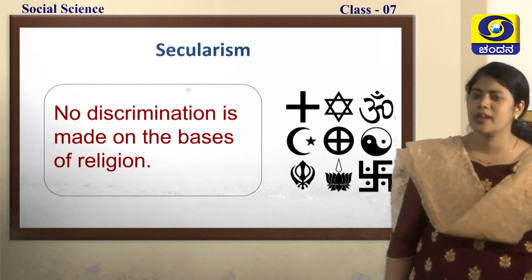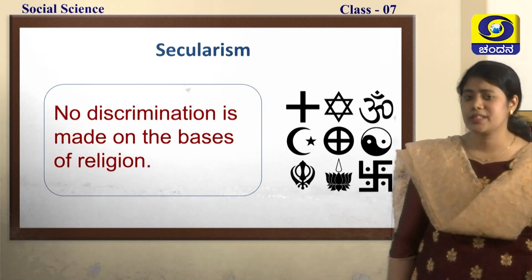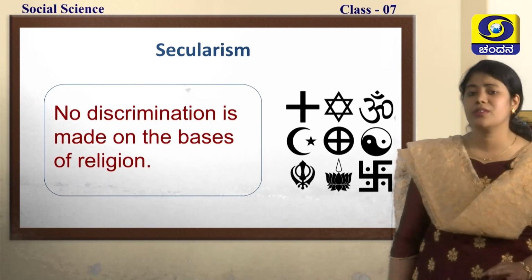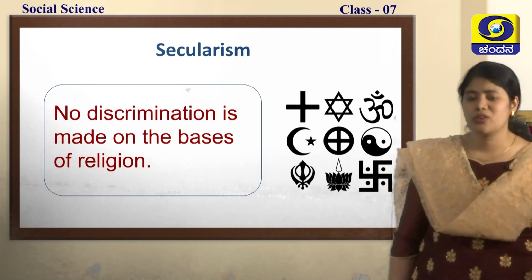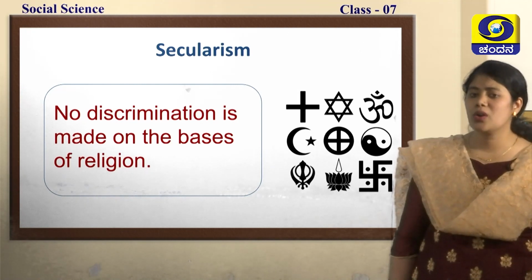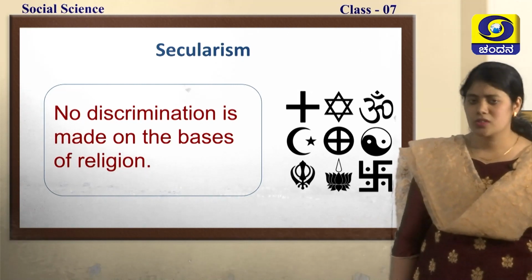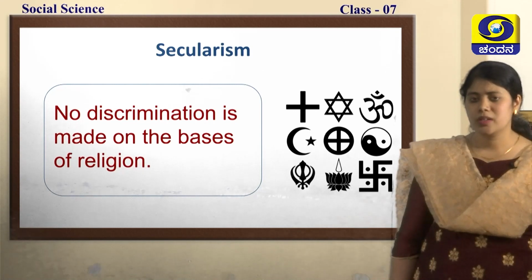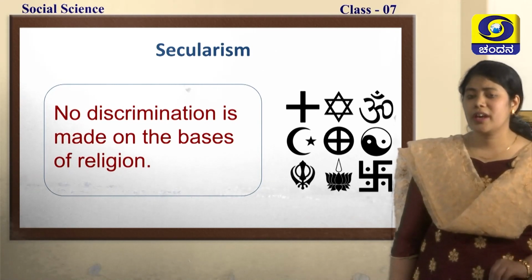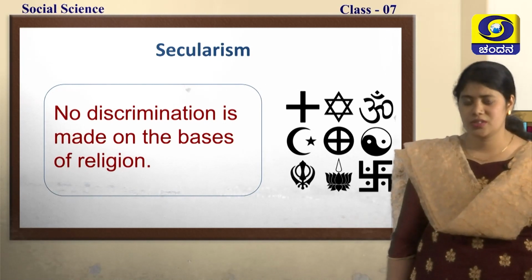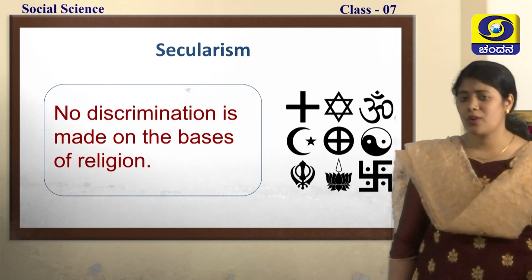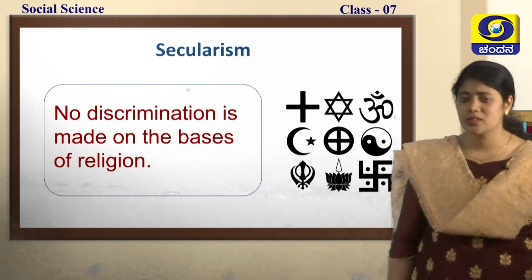What is secularism? There is no religion of a state. No discrimination is made on the basis of religion. Every religion is treated equally. A citizen can follow any religion according to his choice. So, here secularism means no discrimination is made on the basis of religion. Everyone is free to follow his religion on the basis of his choice.